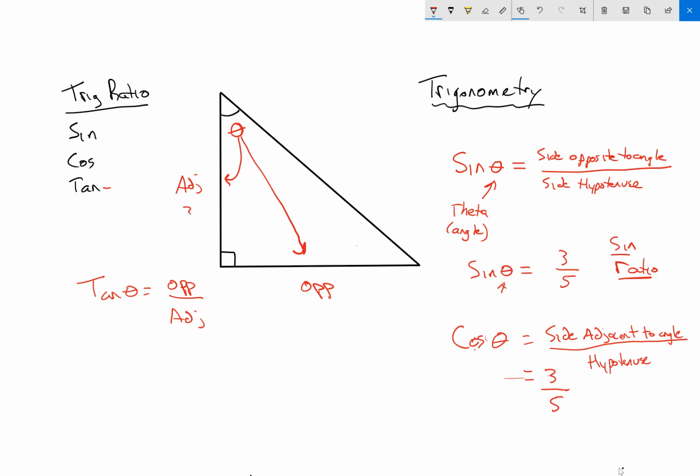So again, in our example, if this is 3 and this is 4 and this is 5, the tan of that angle there, the tan of theta, the ratio of it would be the opposite side, which is 4, divided by the adjacent side, which is 3. So if a question asks you, what is the tan ratio in this triangle of this angle right here? Well, it would be 4 divided by 3. That would be the tan ratio.